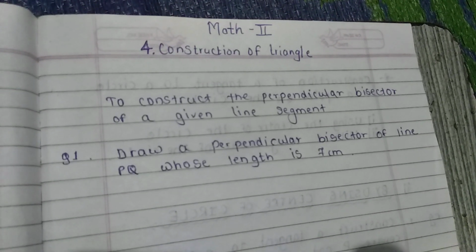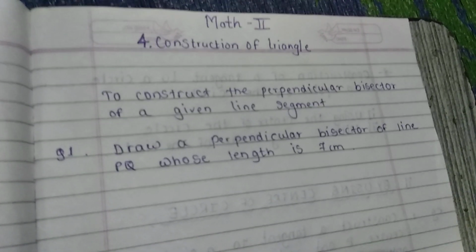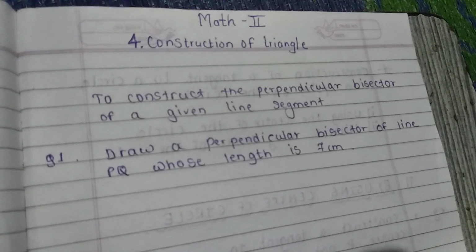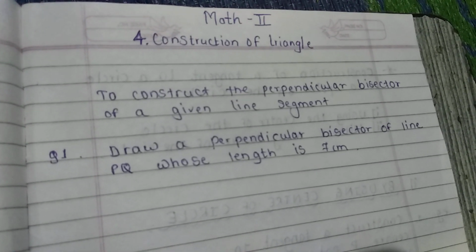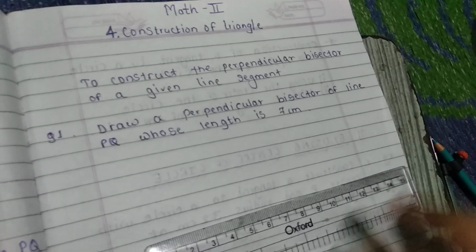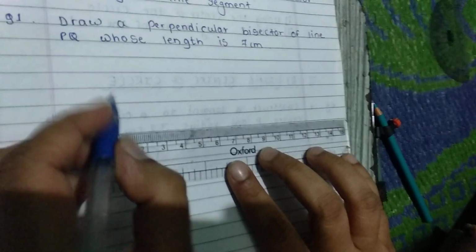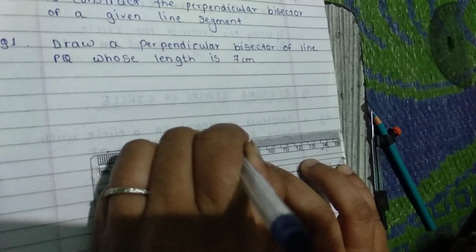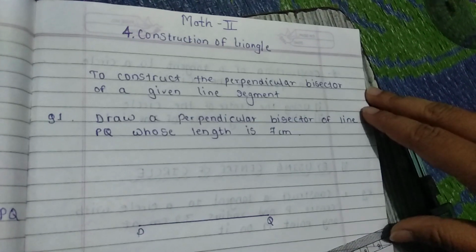Now according to this question, they are saying draw the bisector of the line segment PQ. So first we are going to draw the line segment PQ whose length is 7 centimeter with the help of the scale. In the scale, take a 7 centimeter distance. Give the names P and Q.